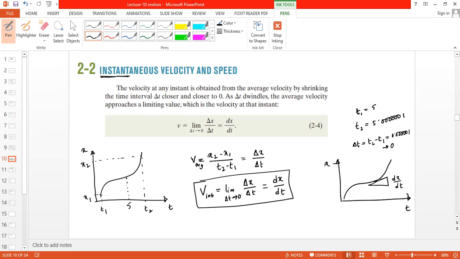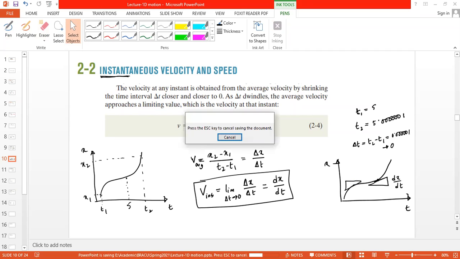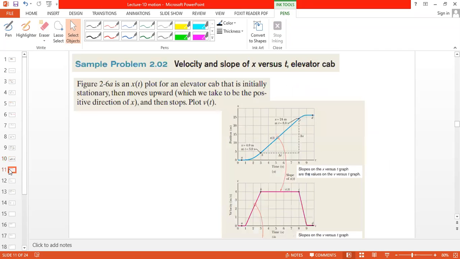That means slope of this curve at a certain point will give the instantaneous velocity of the curve. এই পয়েন্টে স্লোপ নিলে এই পয়েন্টে ইনস্ট্যান্টেনিয়াস স্পিড পাবে। তুমি যদি এই পয়েন্টে স্লোপ নাও, তাহলে এটা দিবে তোমাকে এই পয়েন্টের ইনস্ট্যান্টেনিয়াস স্পিড। ওকে, so basically instantaneous speed or instantaneous velocity is nothing but the slope of the position versus time curve, or dx over dt.